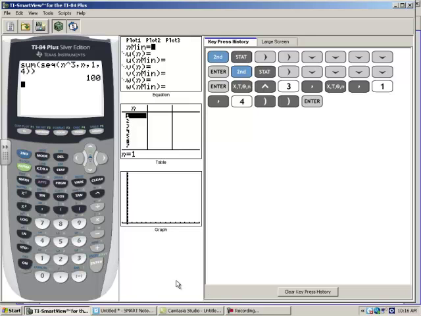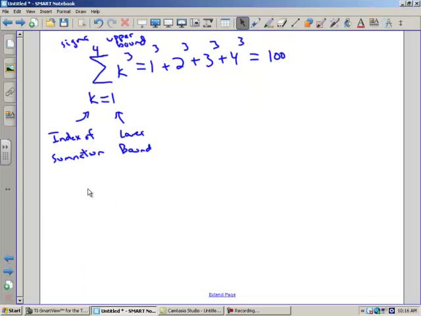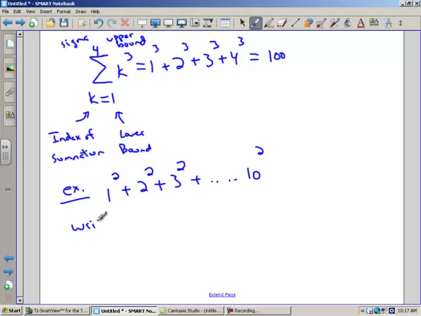Let's take a look at one last example, and that is how to write something in sigma notation. This will be our last example here. Get back to blue because I happen to like that today. We're going to do 1 squared plus 2 squared plus 3 squared plus dot dot dot all the way out to 10 squared. And our goal is to write using sigma notation.